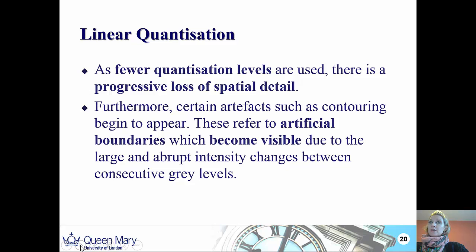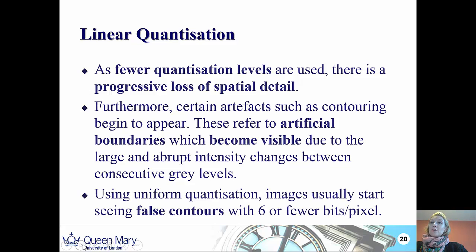Furthermore, certain artifacts such as contouring begin to appear. So contouring is a situation where we introduce some distortion into our reconstructed signal. Contouring refers to when artificial boundaries in an image, for example, become visible, and this is due to abrupt intensity changes between different levels of grey, for example. So because we're losing that detail in terms of small differences between individual values, this is represented as a large change in the actual reconstruction signal.